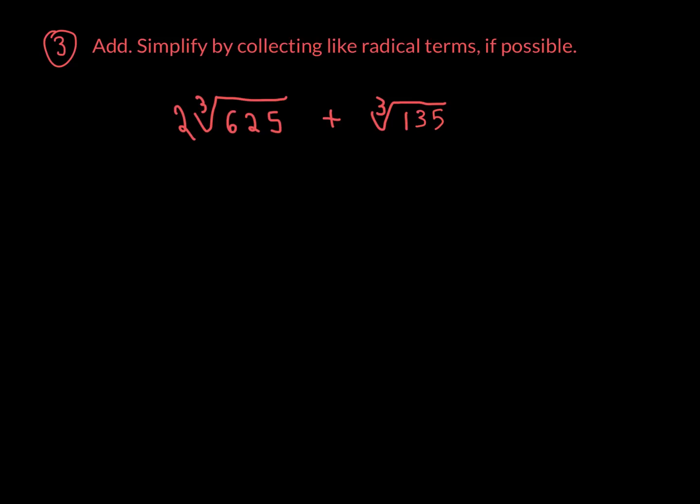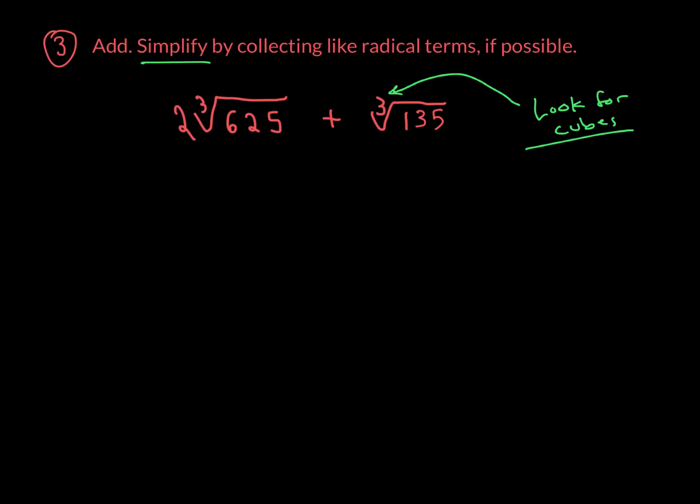Third example, add, simplify by collecting radical terms if possible. So here, no like terms right off the bat. We don't have another cube root of 625, and the cube root of 135 doesn't have any like term to go with it. But in this case, we can simplify. I'll underline that. In this case, we're going to look for cubes. And the reason for that is because they're cube roots.